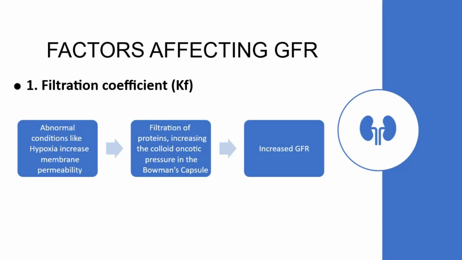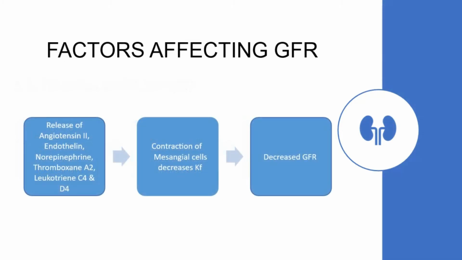Remember that we have previously discussed that the colloid oncotic pressure in the Bowman's capsule is taken to be zero or is very negligible. But in this case, it is a force which is favoring filtration, hence the overall effect will be an increase in GFR. Having understood how permeability influences the filtration coefficient, let us take a look at how area influences it.